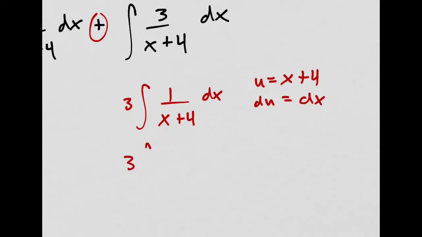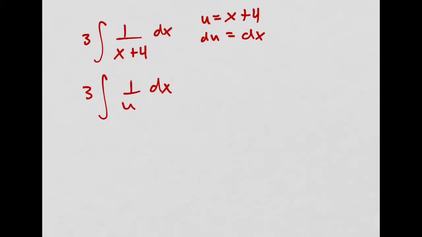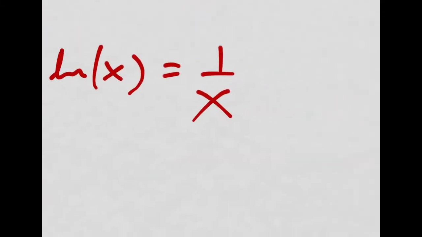And then I have the 3 and 1 over u du. That's nice. I feel like a lot of people don't remember this, so it's a good thing that we're going over it. The integral of 1 over u would be the natural log of the absolute value of u, and then plus c. Right? Let's just check this real quick. I feel like more people remember this. d/dx of the natural log of x gives you 1 over x.